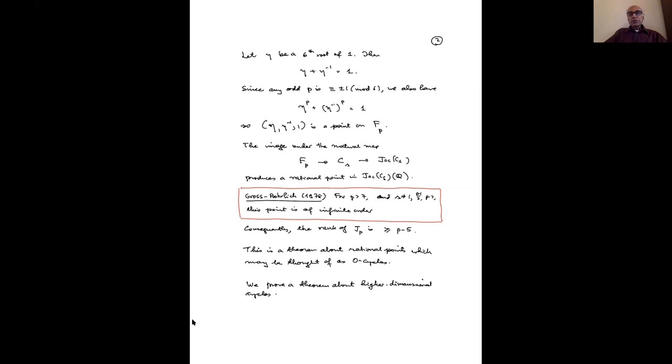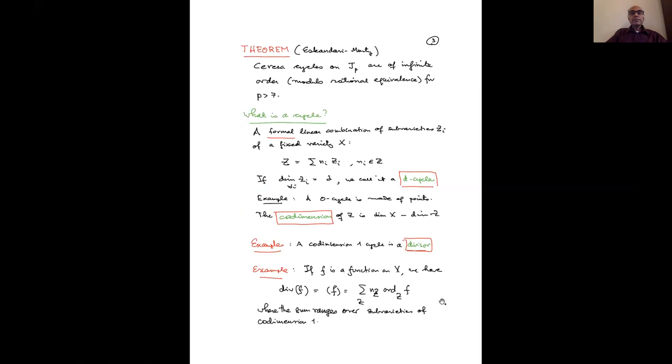But I want to go to higher dimensional versions of rational points. So rational points we can think of as zero cycles. We want to ask about higher dimensional cycles. So here's the theorem I'll state at the beginning, and then the rest of the time I'll be trying to explain it. It's joint work with my former student, Payman Eskandari. What we proved is there's a certain family of cycles called Ceresa cycles. Ceresa cycles on J_P are of infinite order modulo rational equivalence for P bigger than 7.